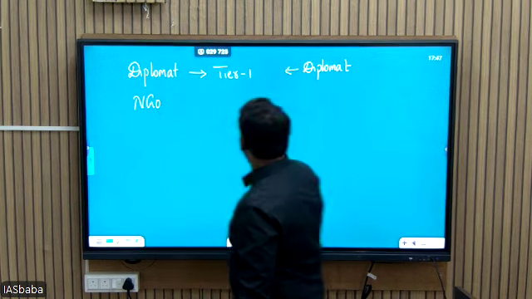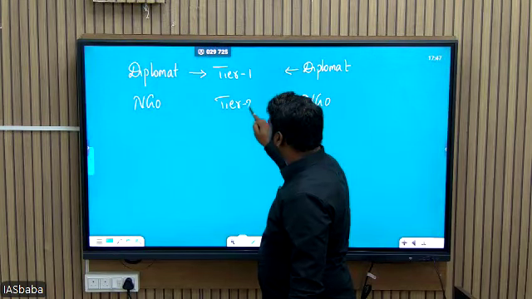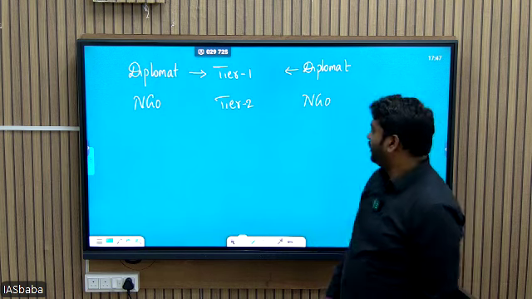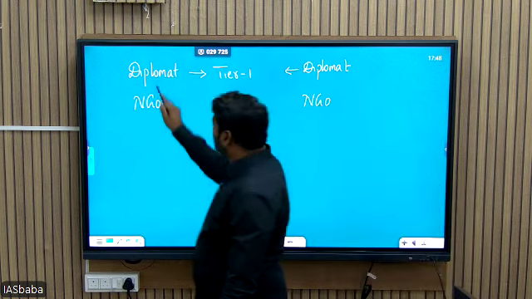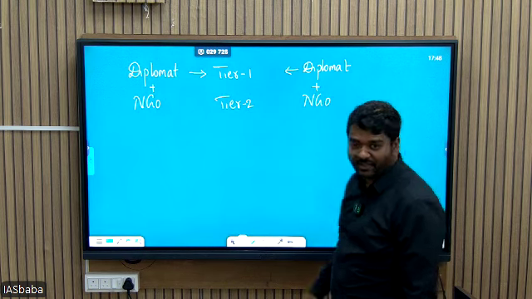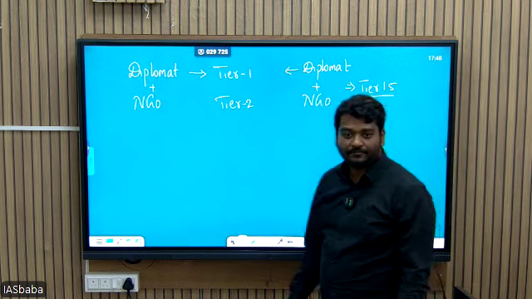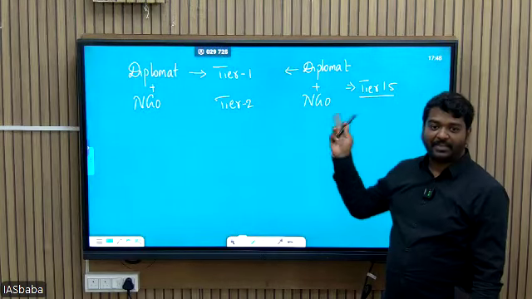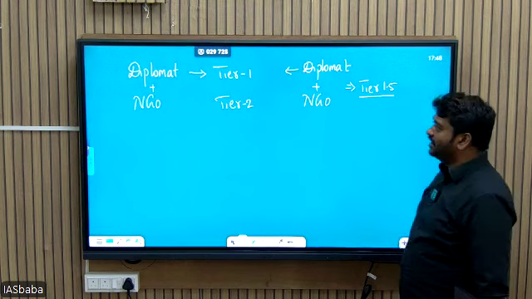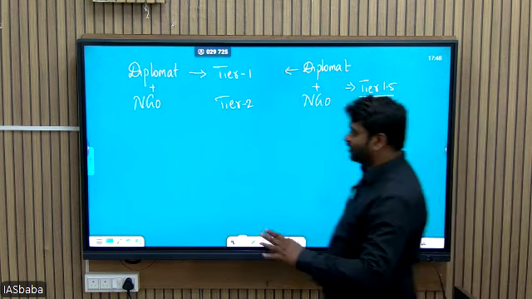NGO of India talking with NGO of another country, that will be called Tier 2 diplomacy. Fine? NGO of India talking with NGO of Pakistan. That will be called Tier 2 diplomacy. If diplomat plus NGO of one country engages with diplomat and NGO of another country, then it will be called Tier 1.5 diplomacy. Do you understand? Tier 1 diplomacy, diplomat and diplomat. NGO and NGO is Tier 2 diplomacy. And Tier 1.5 diplomacy is between diplomat and NGO on one side, diplomat and NGO on the other side.